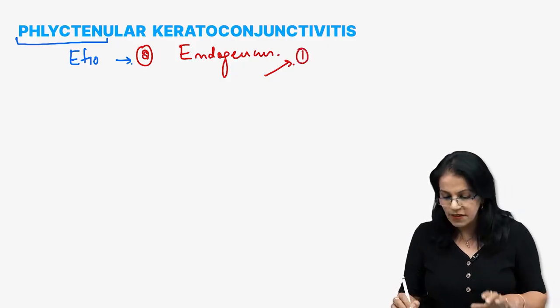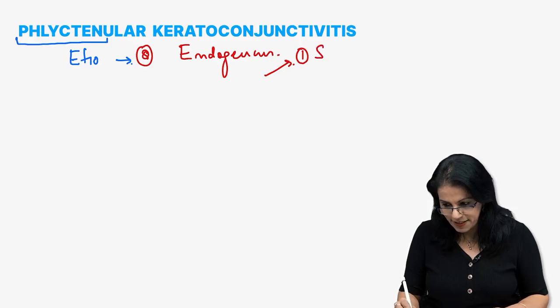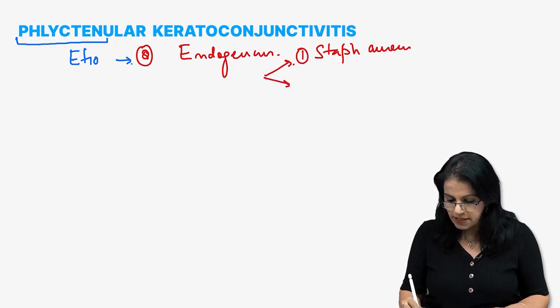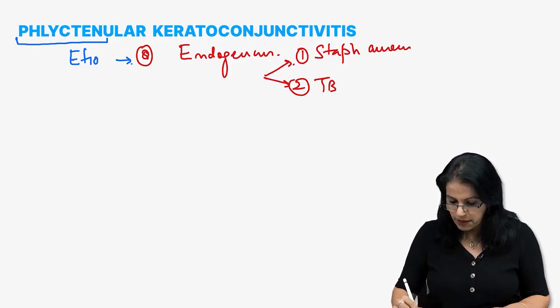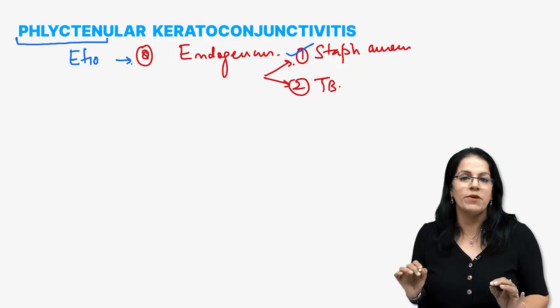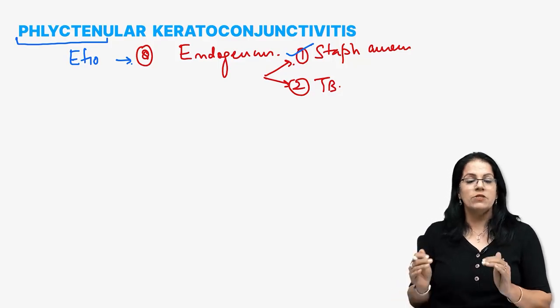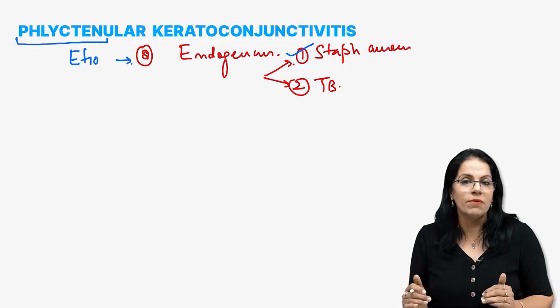Which endogenous allergen? The first answer would be Staph aureus. We will not make the mistake of answering TB first; TB, or tuberculosis, will be the second option. Our first option becomes Staph aureus. This is one important point, right? So it is due to an endogenous allergy, number one.